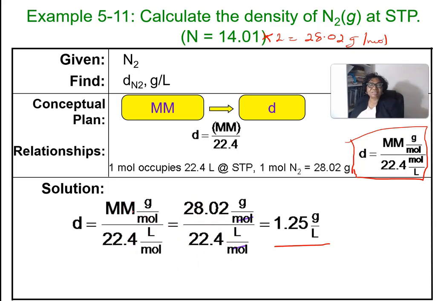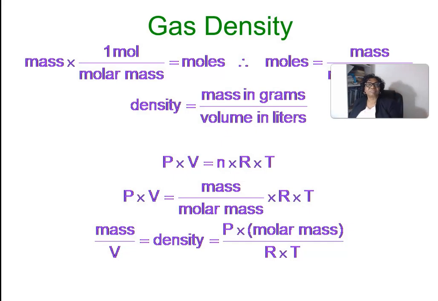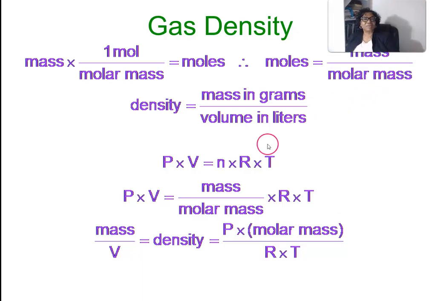So gas density. We know that mass equals moles times molar mass, which gives us the number of moles because mass will cancel. Therefore, moles equals mass over molar mass. So density is mass in grams over volume in liters. So this is the ideal gas equation.